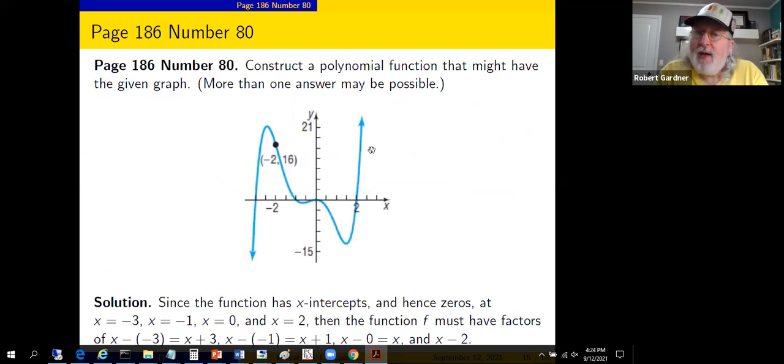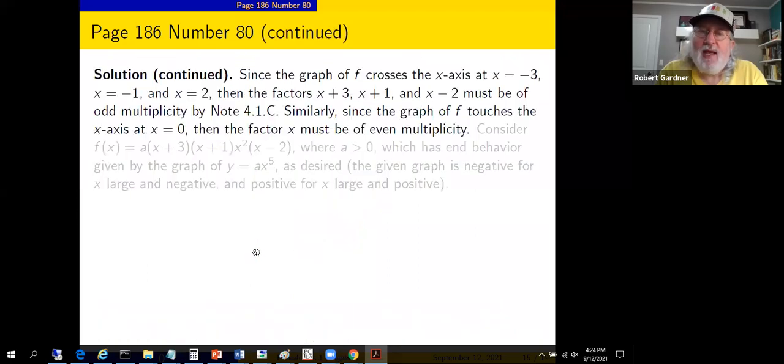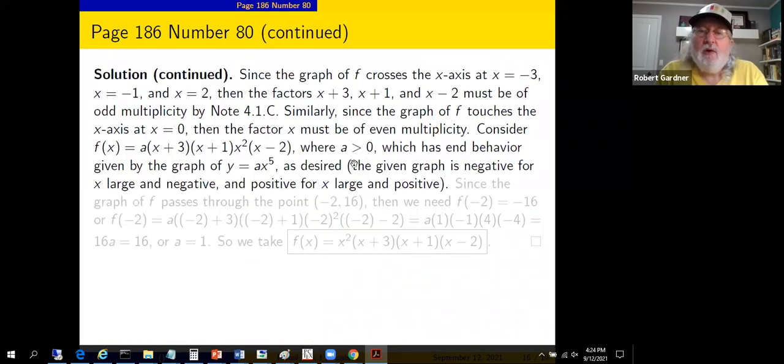Positive side, it goes up. Negative side, it goes down. Yeah, that's why we need to take the leading coefficient to be positive. If we take it negative, it goes up on the wrong side and down on the wrong side. But y equals x to the fifth, or ax to the fifth, where a is positive, goes up when x is a large positive value and down when x is a large negative value, just like the graph of the function we're given.